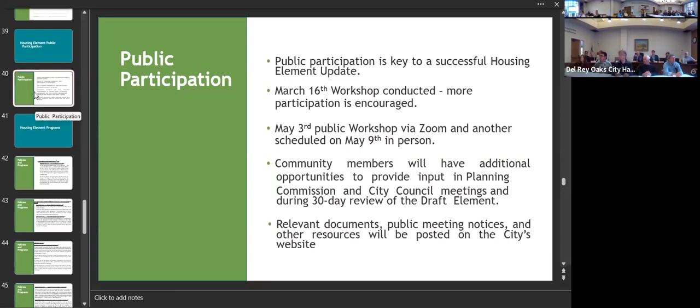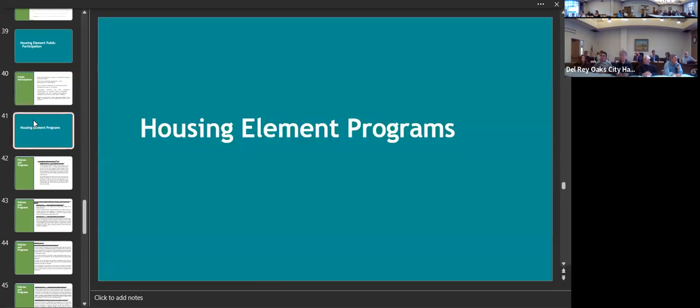They have 90 days. So the real goal here is to get something out to the public first, consider the comments for the 30 days, and then get it to HCD to start their 90 days. It's really critical because we want to meet the deadline at the end of the year to adopt the housing element, for the city's potential for funding for any further needs.